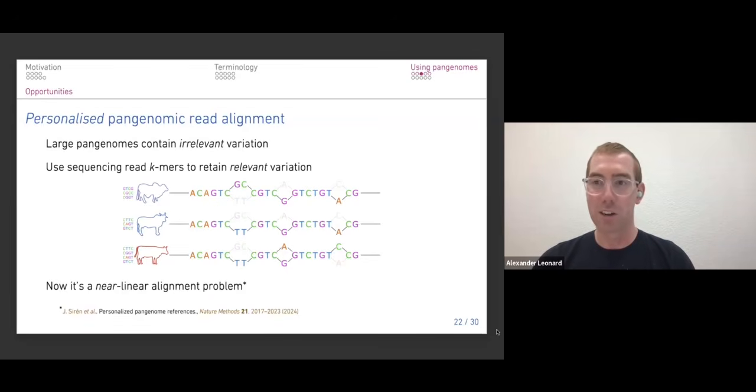Building this personalized version of the pangenome is not quite as straightforward as it sounds. It's still computationally a very challenging problem, but this looks like a much more relevant direction that we can head into, where we can make sure we're all talking about the same original pangenome. So we are still talking about the same coordinates. We can compare what is slightly different between all of our studies.